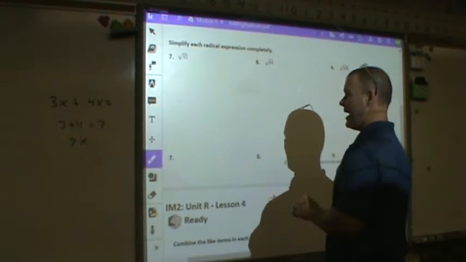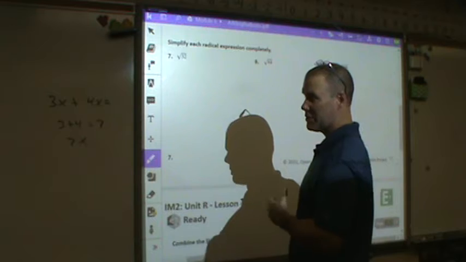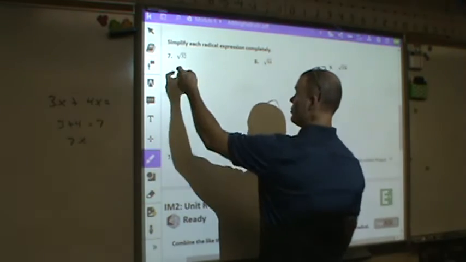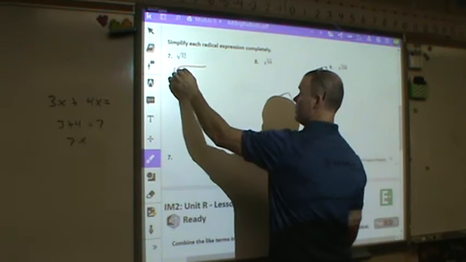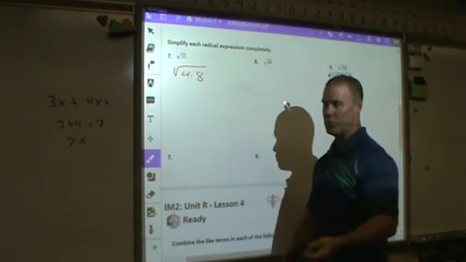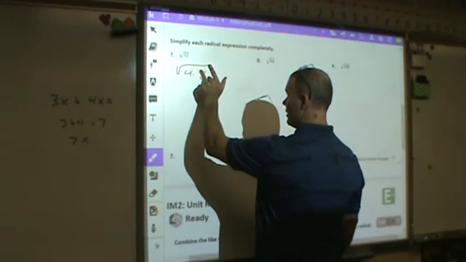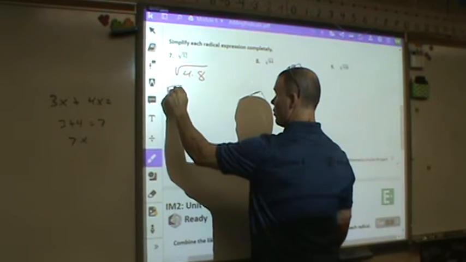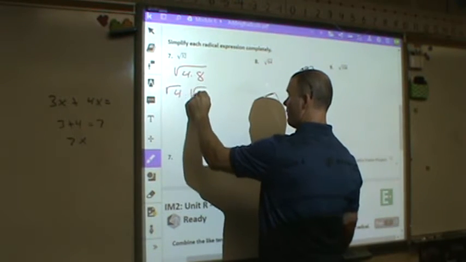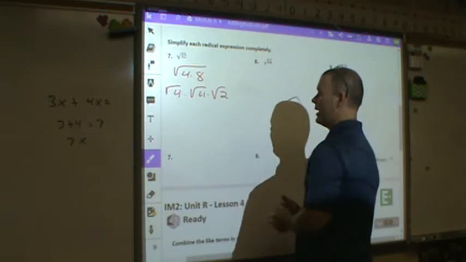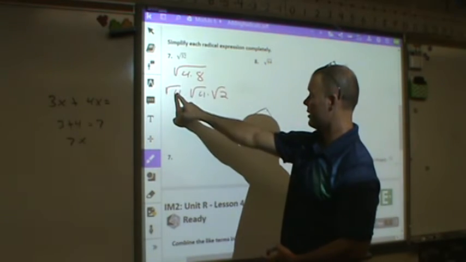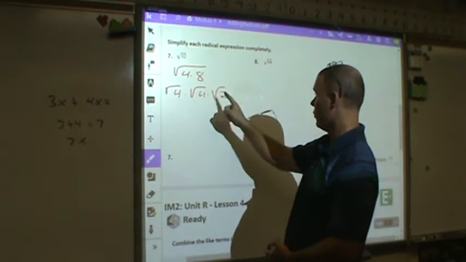You simplify, and when I showed this yesterday and today, I showed it using perfect squares. You factor. So 4 times 8. A lot of students will choose that. Great. Is 4 a perfect square? Yes. So I'm going to leave it alone, and I'm going to say the square root of 4 times the square root of 4 times the square root of 2. Why did I do that? Because the factors of 8 are 4 and 2.